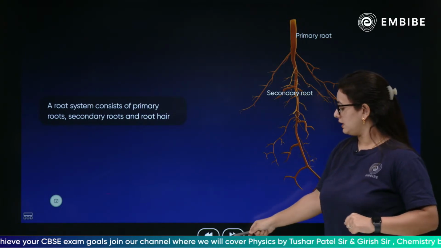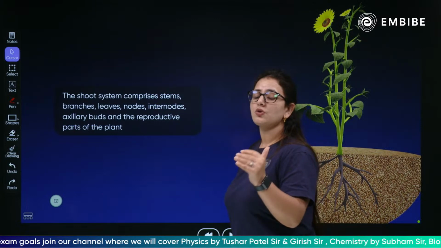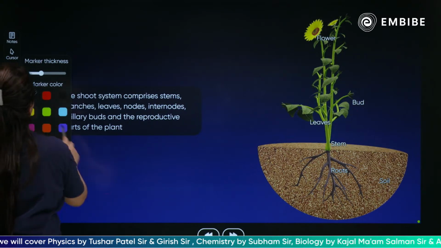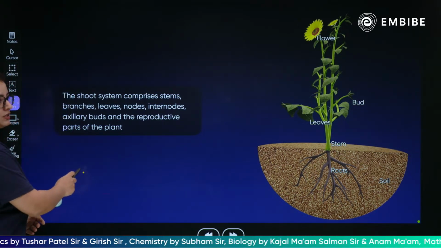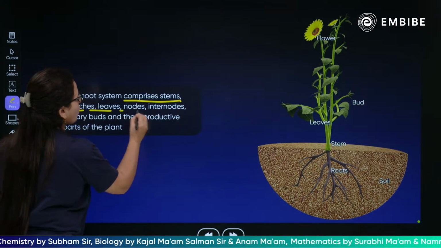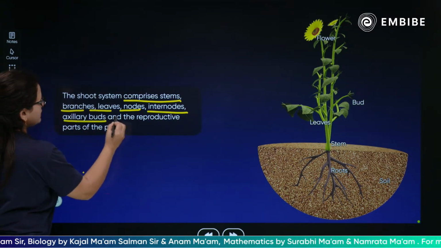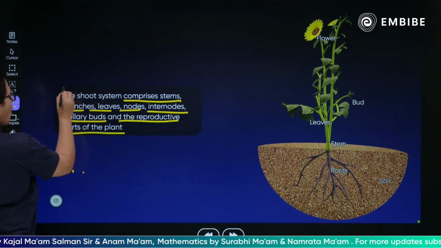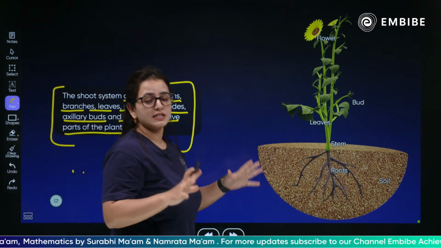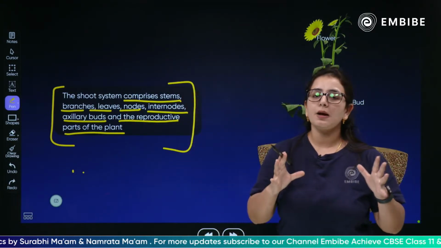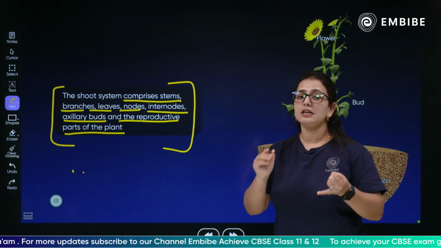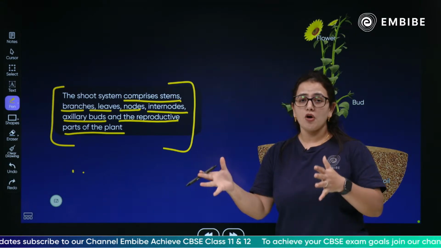Talking more about the root system, there is another part which is called the shoot system. What does the shoot system include? So children, when we study the morphology of the shoot system, we are going to cover the stem, branches, leaves, nodes, internodes, axillary buds, and the reproductive parts of the plant. All these things which are present over here comprise your shoot system. The shoot system is comprised of everything: the leaves, the flower, the nodes, the internodes, and the reproductive parts of the plant, the stamen, and of course the carpel.